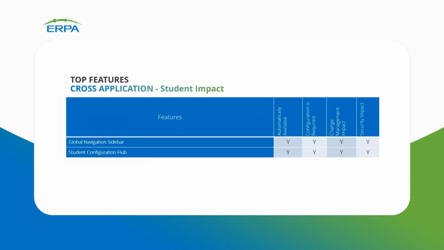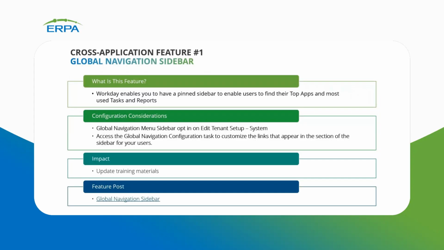So these cross-application services aren't necessarily just for the student product. We're bringing them to you today because they have a direct impact on your student team users. And I picked two in particular. As Jeff mentioned earlier, we did a platform webinar recently, and that may cover other cross-application features such as security hubs. But these are the two that I picked out to share with our student users. So let's go into the first one, which is our global navigation sidebar.